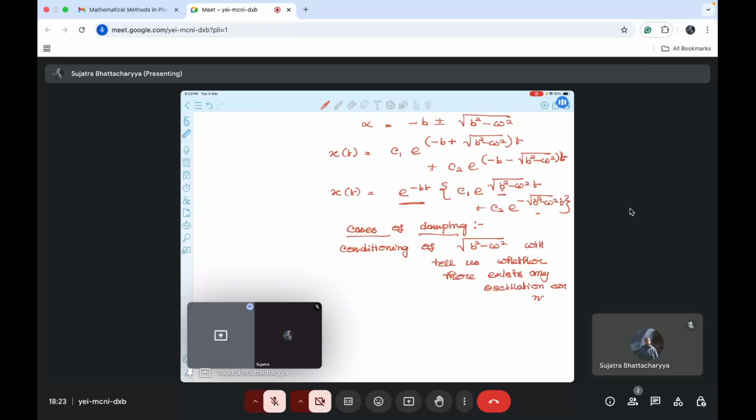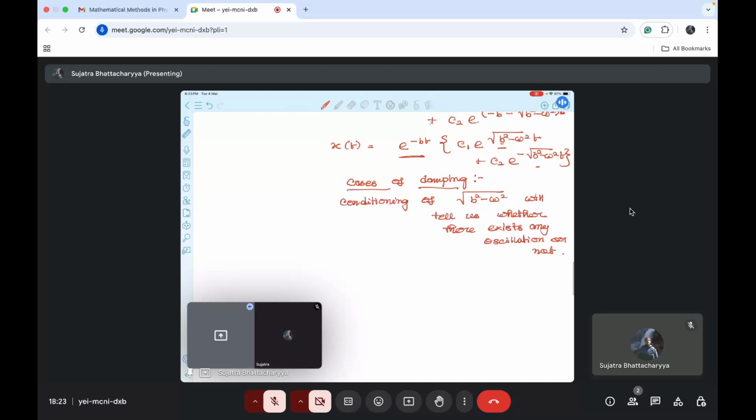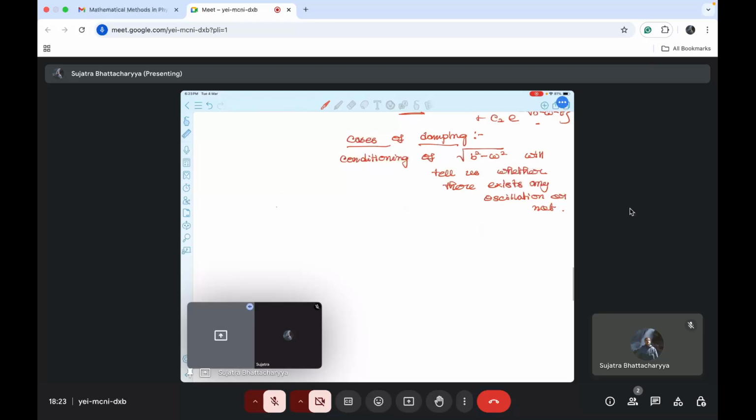Right? Because we will get the imaginary roots, and whenever you get exponential imaginary times something, you can reduce it into cos or sine. That is the main aim. So let's take the first case, which we call underdamped. The case for underdamped is that b square is much less than omega square. In that case, what will happen?